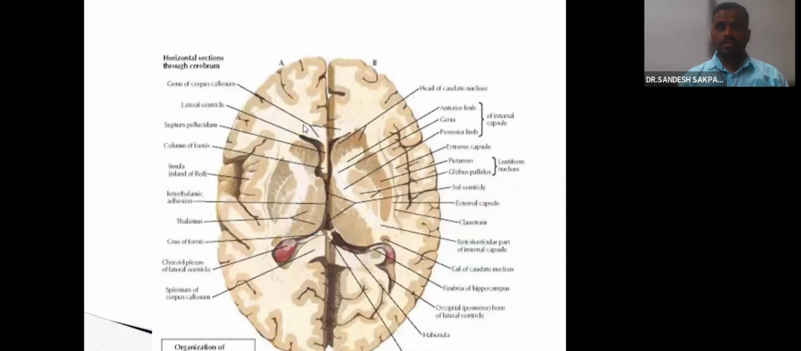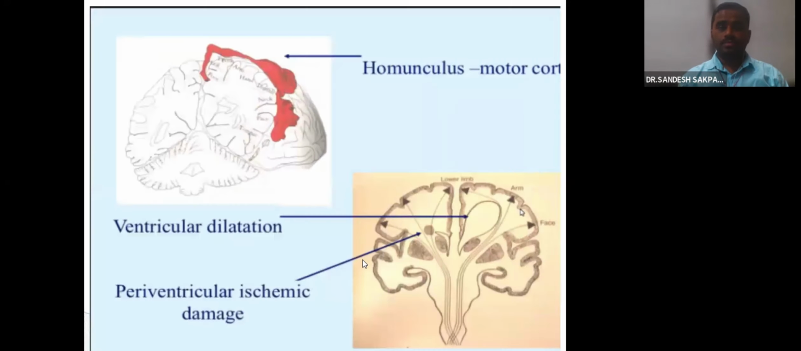Here we can see this is a corpus callosum between the two hemispheres. Whenever we see this part, these are the ventricles. So you can correlate easily. These are the ventricles. This is caudate nucleus. Down we have thalamus, and this is our putamen and globus pallidus, and in between we have internal capsule. Beside it has an insular cortex, and down we have an occipital lobe.